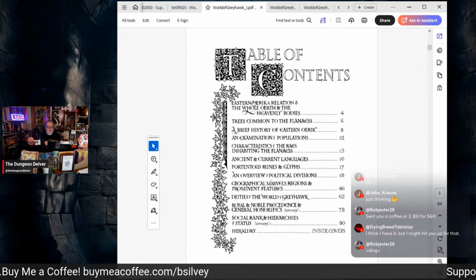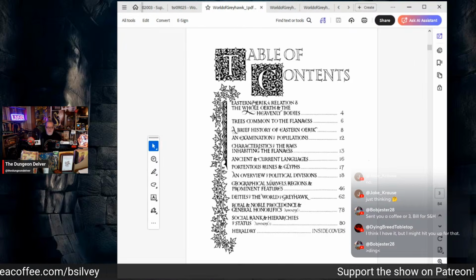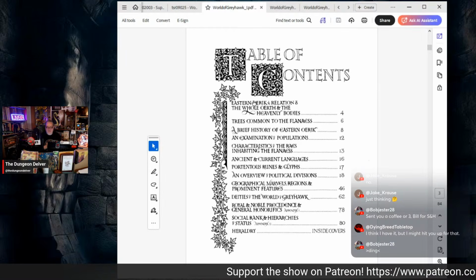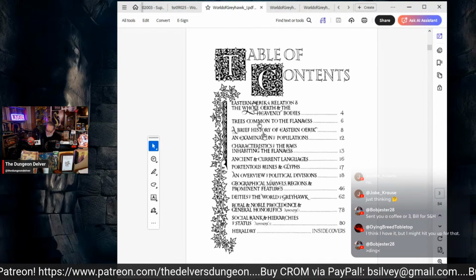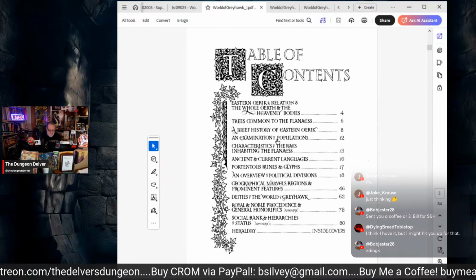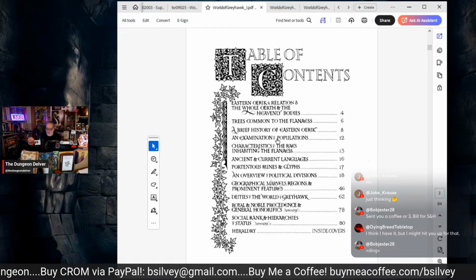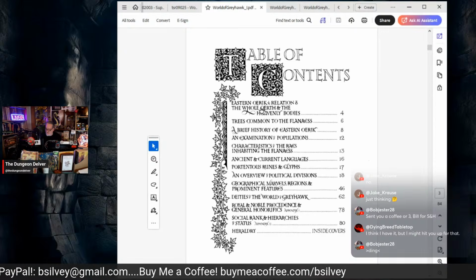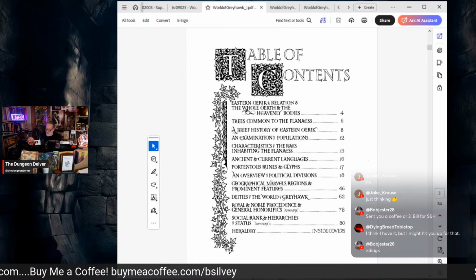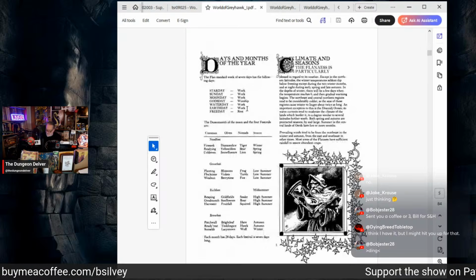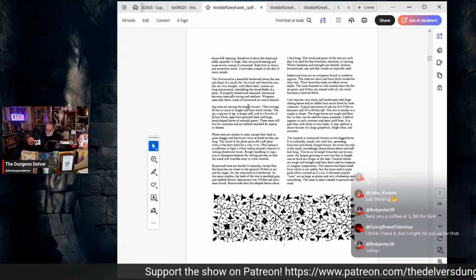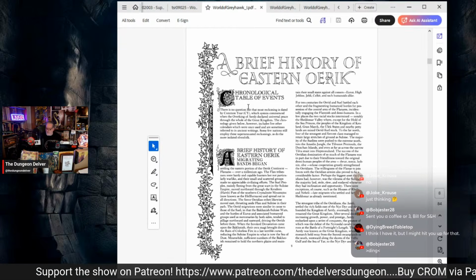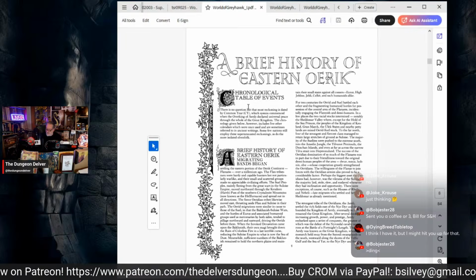So almost immediately, when you open this box, there's two thick books. The thinner of the two outweighs the Gazetteer. But we are immediately steeped in Greyhawk lore. Eastern Oerik and the relations to the whole earth and heavenly bodies. We get our months again. Trees common to the Flanaess. And then we get into a brief history of Eastern Oerik.